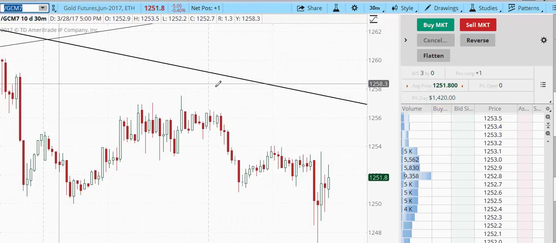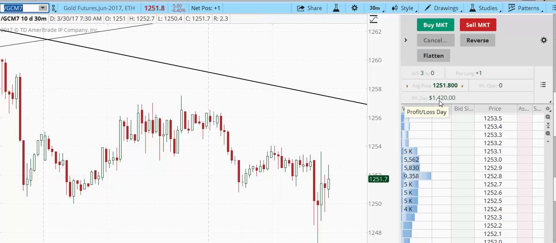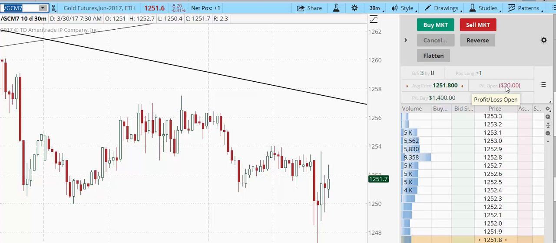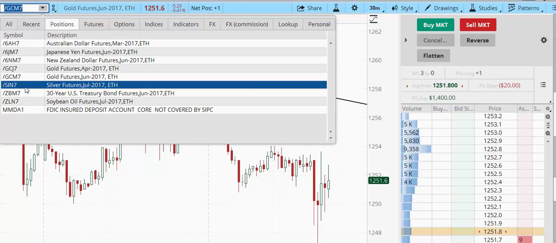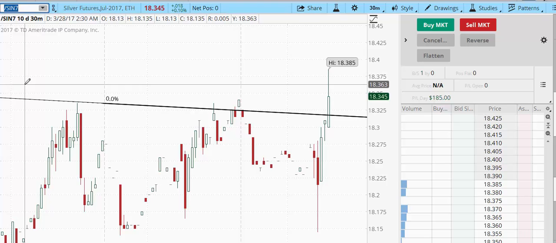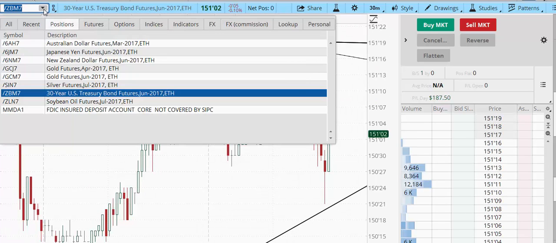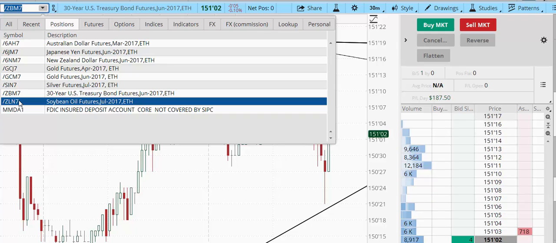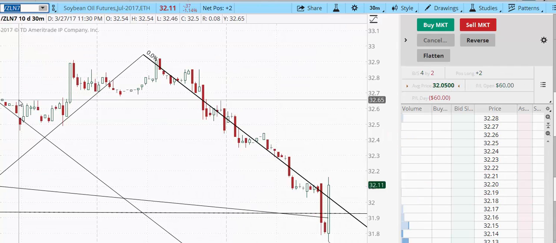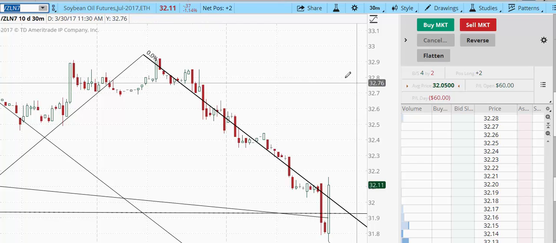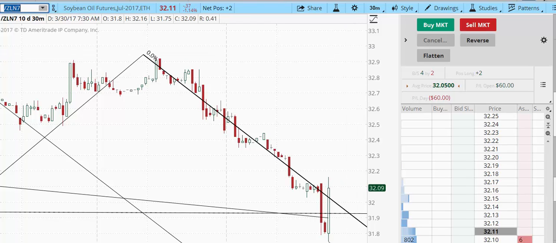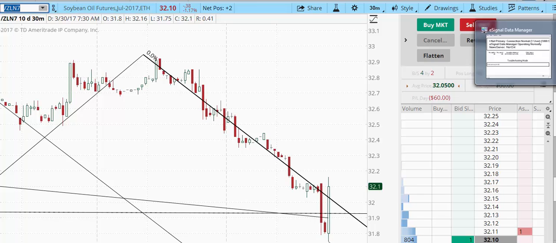See, here's gold futures for April, nothing. For June, let's see, it says PL day, which means I got out of a position, and PL opened down 20. Oh, well, this is long 1. Okay, well, now it's, yeah, fluctuates. Okay, silver, out of there. 0 on position. Bonds, out of there, 0 on positions. Soybean oil futures, looks like I'm long 2. Okay, so now that we have that out of the way, let's move on to a couple other things.